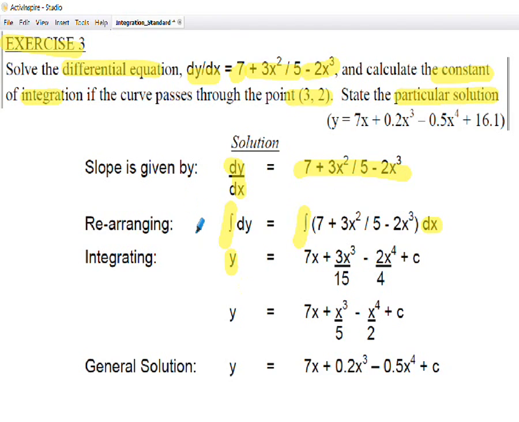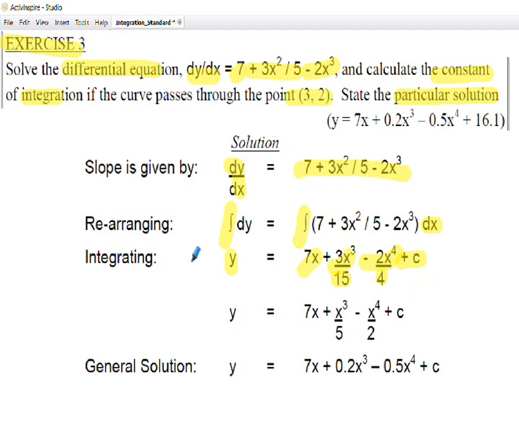On the left hand side, the dy integrates to y. On the right hand side, the 7 integrates to 7x, plus 3x squared upon 5 integrates to 3x to the 3 upon 3 times 5 is 15, and then the minus 2x cubed integrates to minus 2x to the 4 upon 4, and I add my constant of integration.